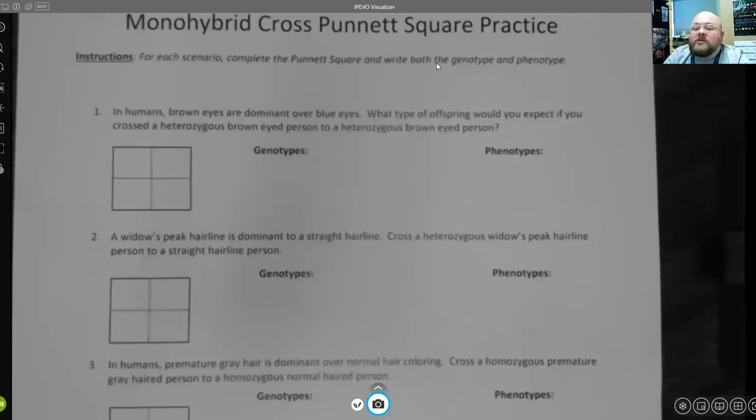Now, heterozygous is the important term here. Hetero means different. So that means our alleles are going to be different. And if you remember from the lesson, if it is a dominant allele, it gets a capital letter. If it is a recessive allele, it gets a lowercase letter.